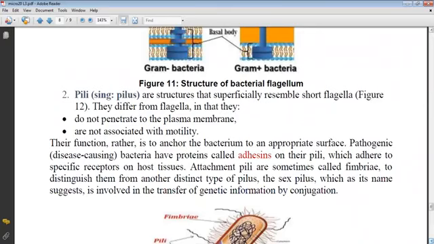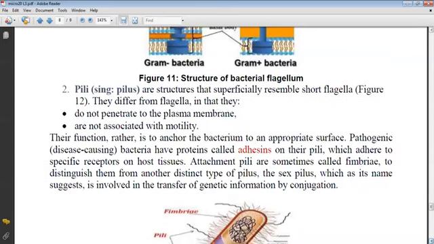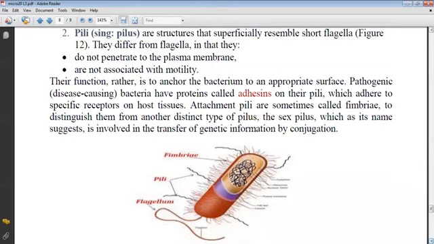And they are structures that superficially resemble short flagella. They differ from flagella in that they do not penetrate the plasma membrane. They are not associated with motility. Their function rather is to anchor the bacteria to an appropriate surface. Pathogenic bacteria have proteins called adhesins on their pili.